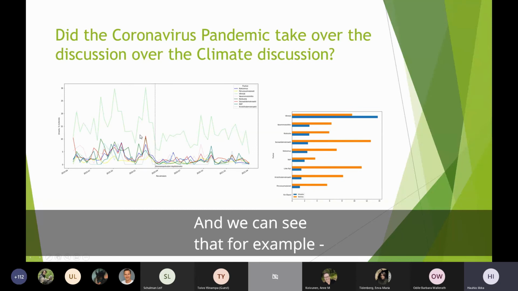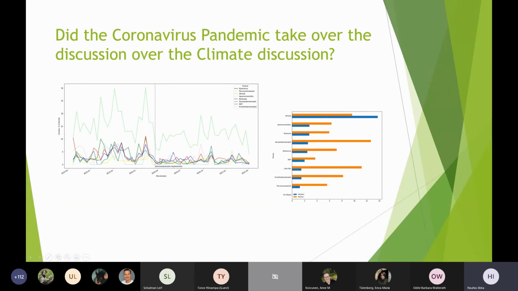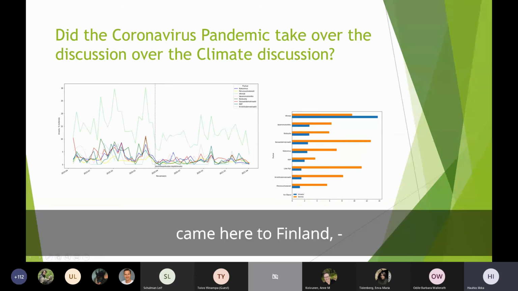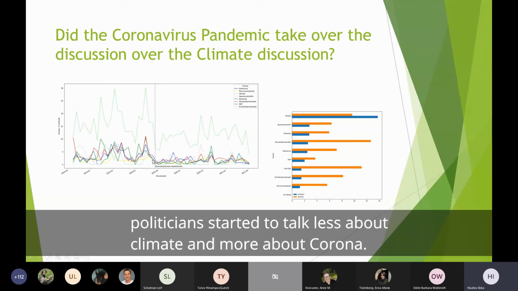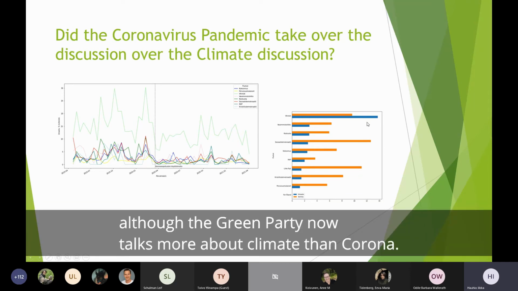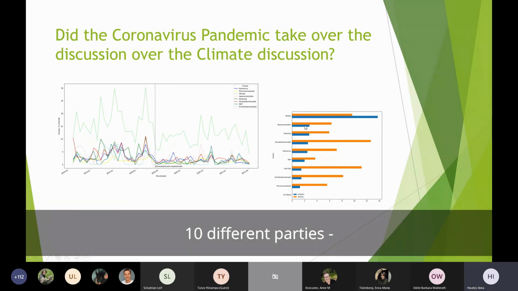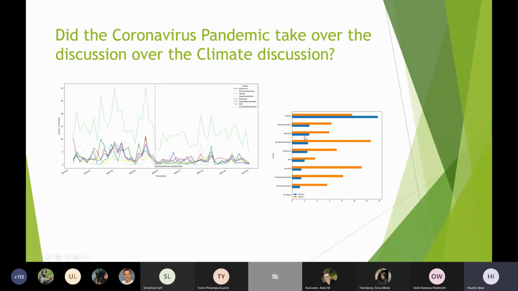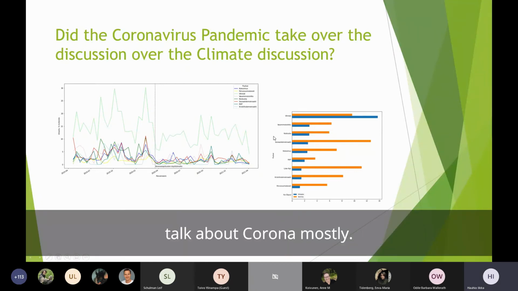And we can see that, for example, after the coronavirus pandemic came here to Finland, politicians started to talk less about climate and more about corona. Even the Green Party, although the Green Party even now talks more about climate than corona. And different parties talk about corona mostly.